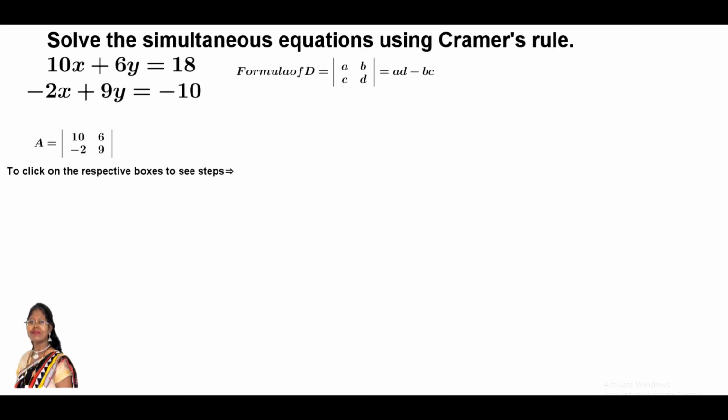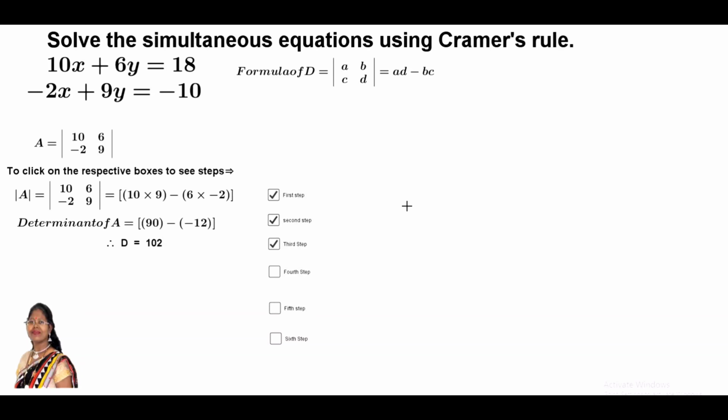Click on the respective boxes to see the steps. We are going to solve the example. First step, let's see. A is equal to 10, 6, minus 2, 9. Cross multiplication of A and D, that is 10 into 9, and 6 into minus 2 is the cross multiplication of B and C. Determinant of A is equal to 90 minus in bracket minus 12. Minus into minus 12 becomes plus. Therefore D is equal to 102.